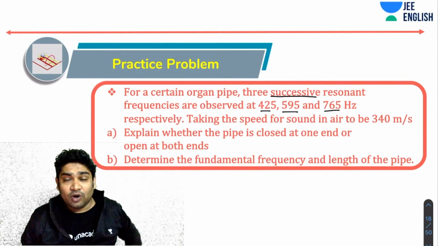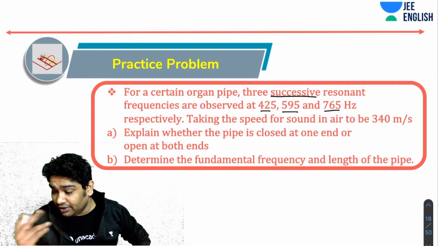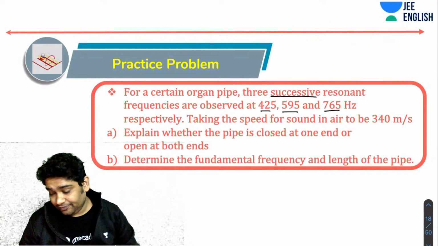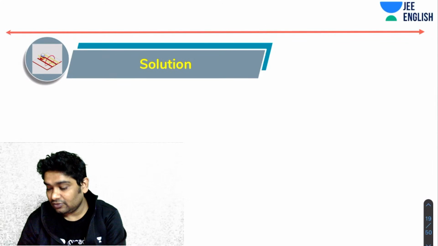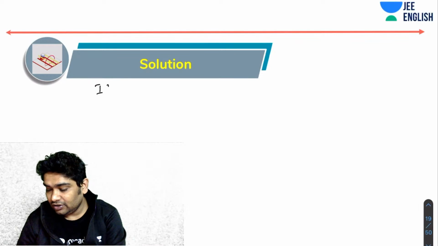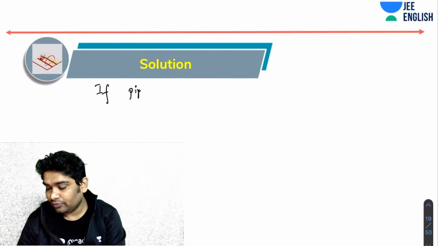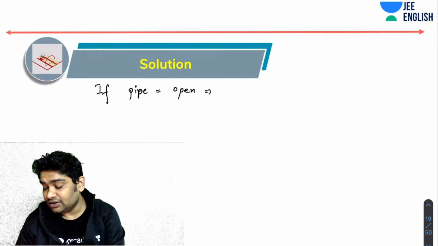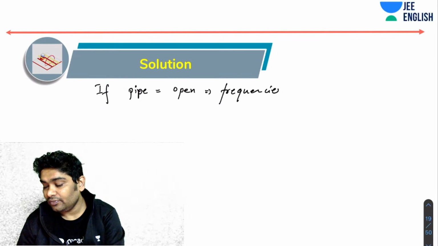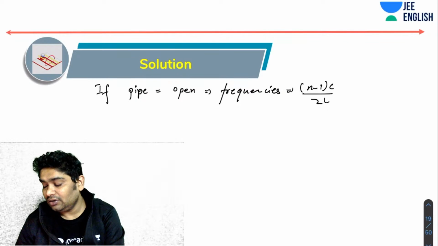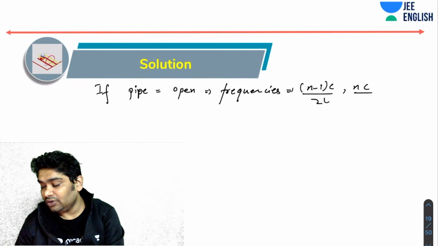All right. So let's see how you would have gone about solving this problem. So first of all, imagine if your pipe was open. So let's assume both the things. If pipe equals open, then frequencies would be some (n minus 1) c by 2l, n c by 2l, and (n plus 1) c by 2l.